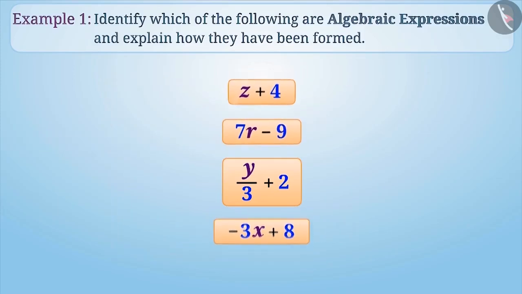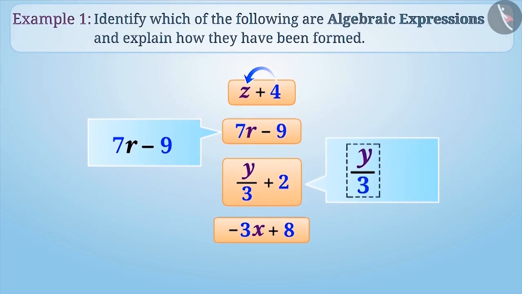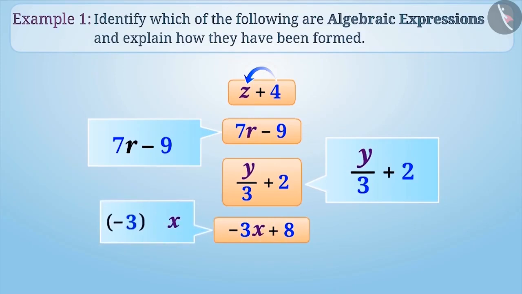Let's understand how algebraic expressions are formed. Z plus 4 is formed by adding 4 to the variable z. 7r minus 9 is formed by multiplying variable r by 7 and then subtracting 9 from the product. Y by 3 plus 2 is formed by dividing y by 3 and then adding 2 to the quotient. Minus 3x plus 8 is formed by multiplying variable x by minus 3 and then adding 8 to the product.